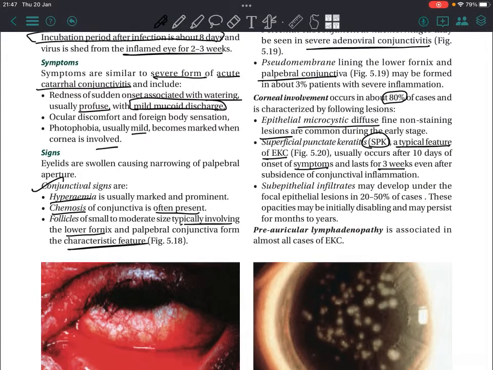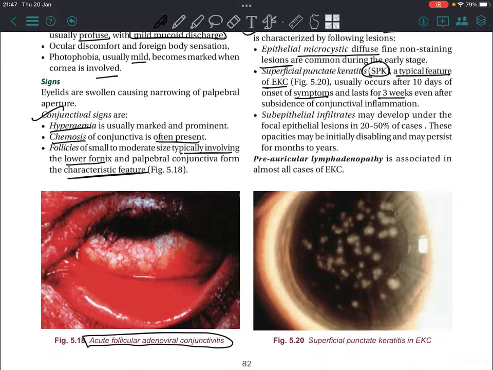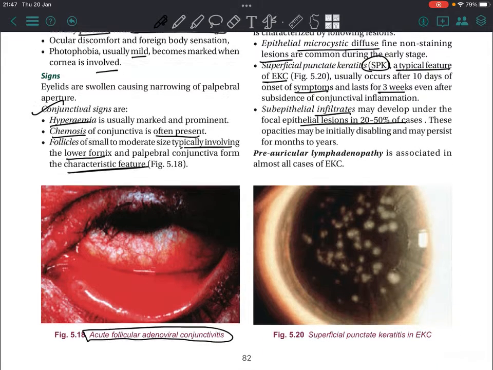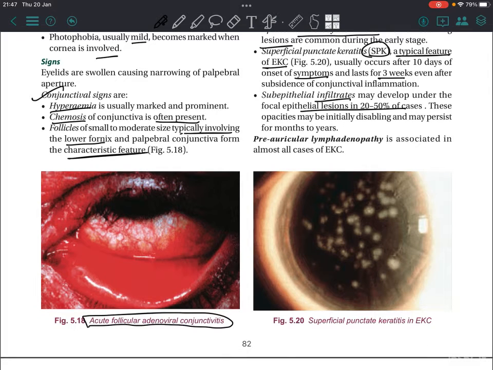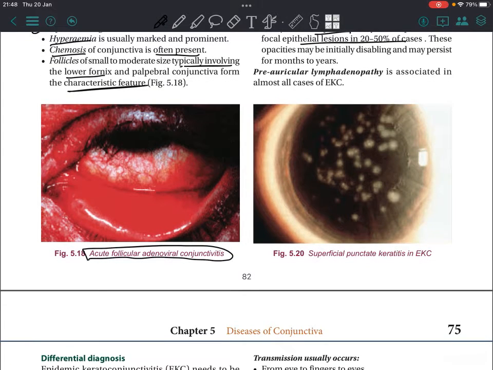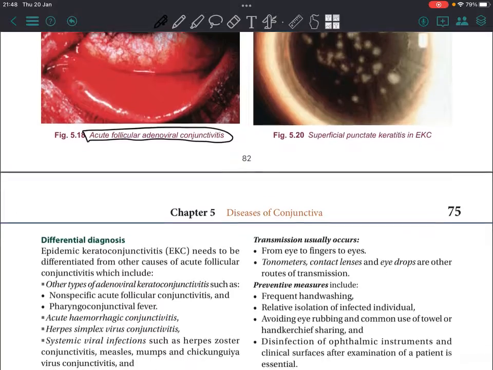Subepithelial infiltrates may develop under the focal epithelial lesions in 20 to 50% of cases. These opacities may be initially disabling and may persist for months to years. Pre-auricular lymphadenopathy is also associated with almost all cases of EKC.